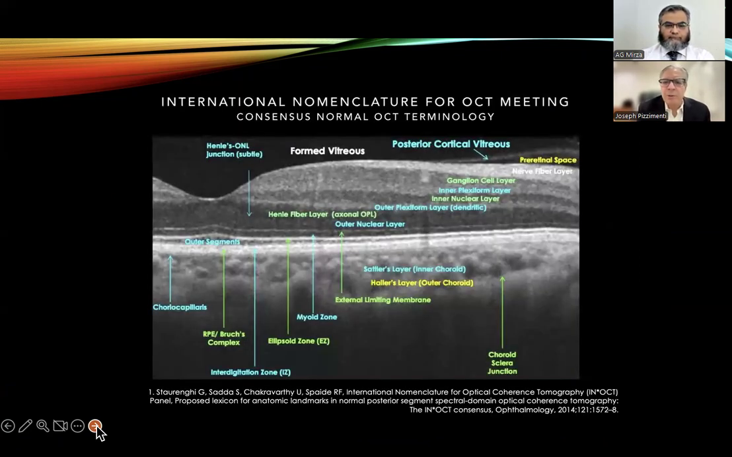And there is a standard nomenclature for OCT and now for OCT angiography, and you can look up these articles and become more familiar with that standard nomenclature. In the beginning, it was like learning a new language.